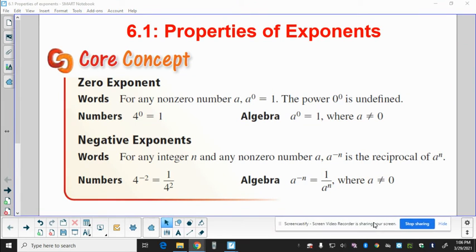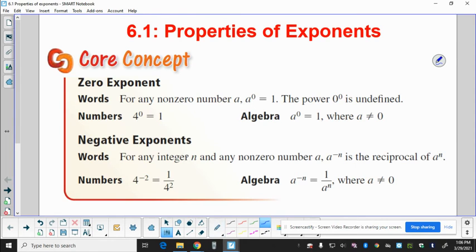All right, everybody. Today's lesson is section 6.1, properties of exponents. I want you to study what you see on the screen for a moment and understand what a zero exponent does and what a negative exponent does. So let's focus on a zero exponent.